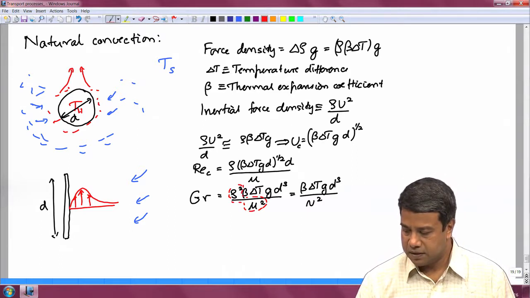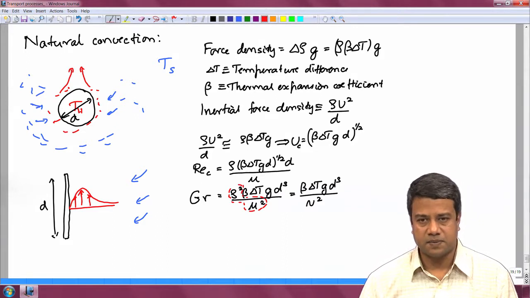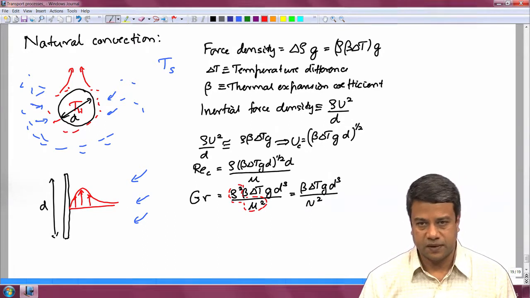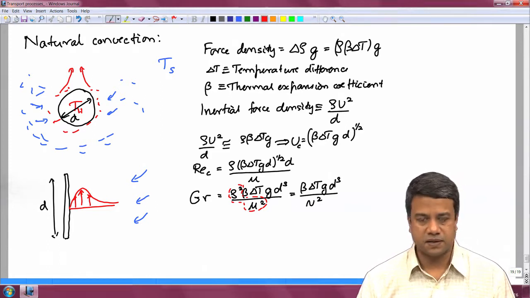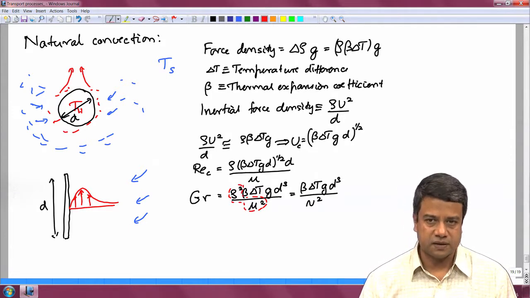So, this is how the Grashof number is defined, and this basically determines the ratio of inertia and viscosity based upon the characteristic velocity generated by the difference in density. So, this is the physical meaning of the Grashof number. It is written as the square of the Reynolds number, by convention, rather than the Reynolds number itself.